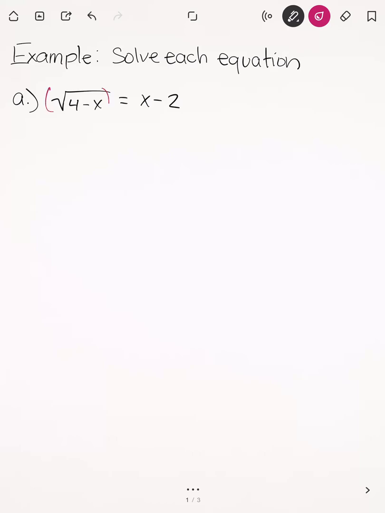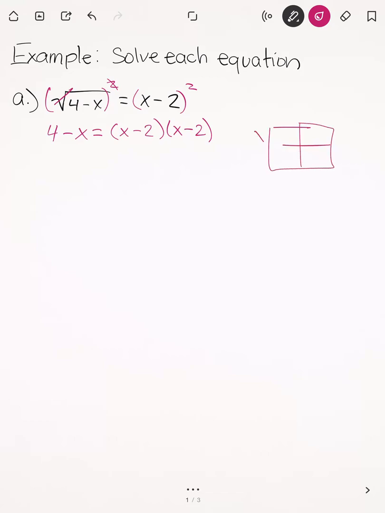When I square it, I have to make sure I square both sides. On the left side, the radicals cancel out, and I'm left with 4 minus x. But on the right side, I have x minus 2 squared. Remember, that is x minus 2 times x minus 2. I like to use the area model to multiply binomials. Some of you like to FOIL. That's fine, it doesn't matter. You get the same results.